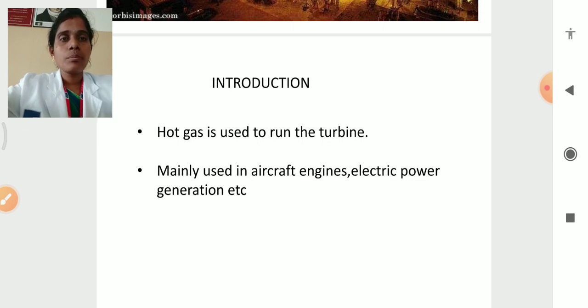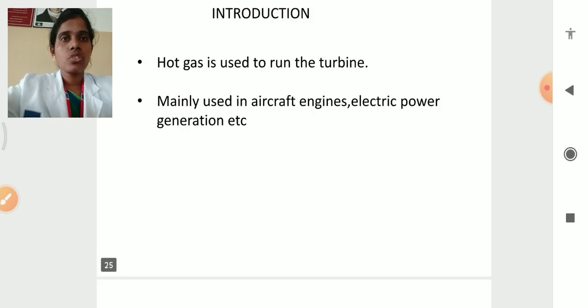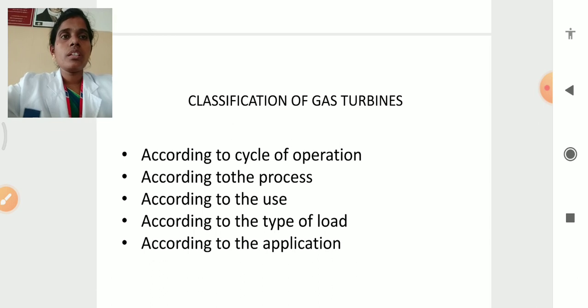In the gas turbine power plant, the hot gas is used to run the turbine, and it is mainly used in aircraft engines, electric power generation, and so on. Generally, gas turbines are classified according to different types. The first one is according to the cycle of operations, depending upon the cycle, it is classified into open cycle or closed cycle. And then it is classified according to the process, the usage and the types of load, which is applicable to their applications.